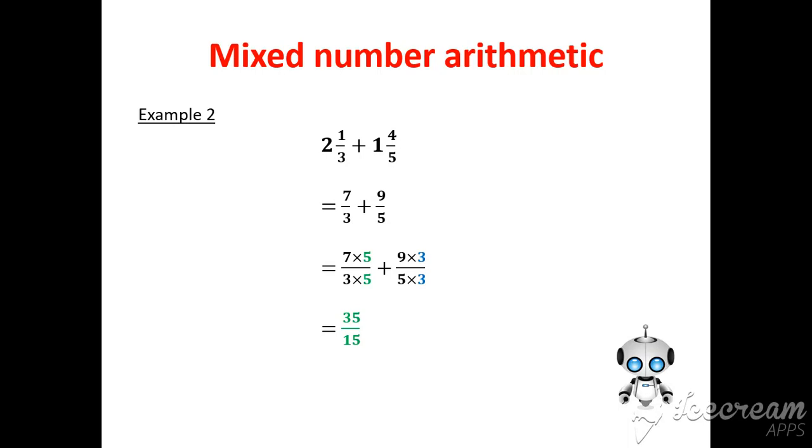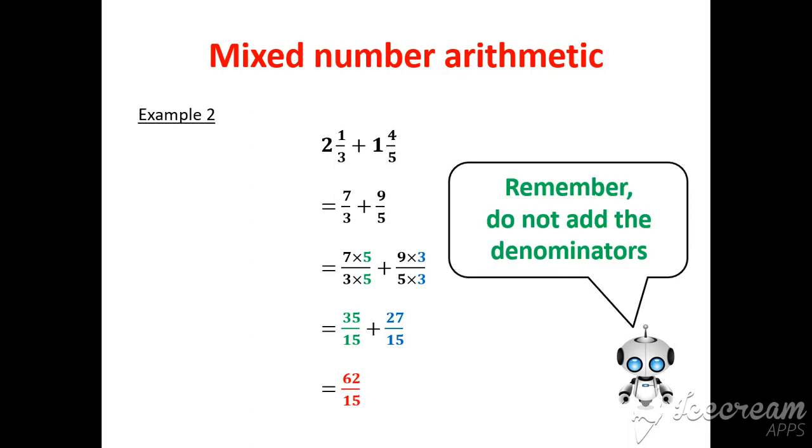Okay, so now 7 times 5 is 35, 3 times 5 is 15, 9 times 3 is 27, 5 times 3 is 15. So we've now got two fractions with a common denominator. We can add them. Remember, do not add the denominators. We just go 35 plus 27. That adds up to 62, but leave it over 15. So our answer is 62 over 15.